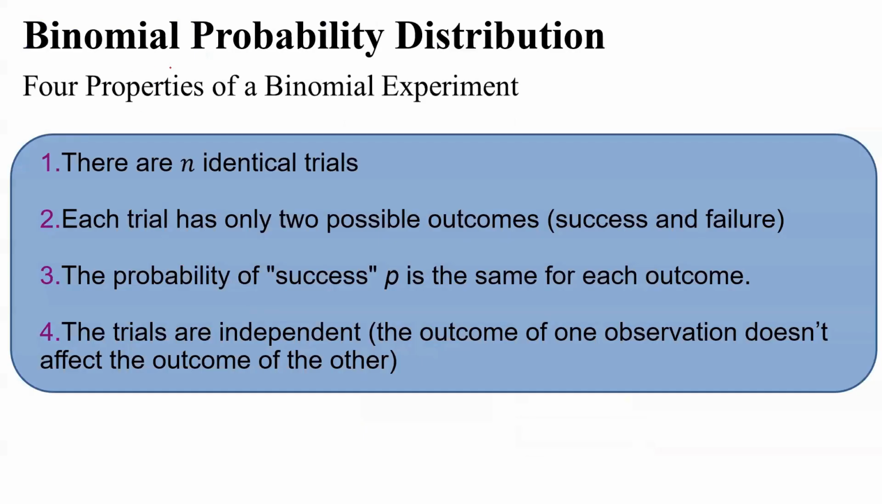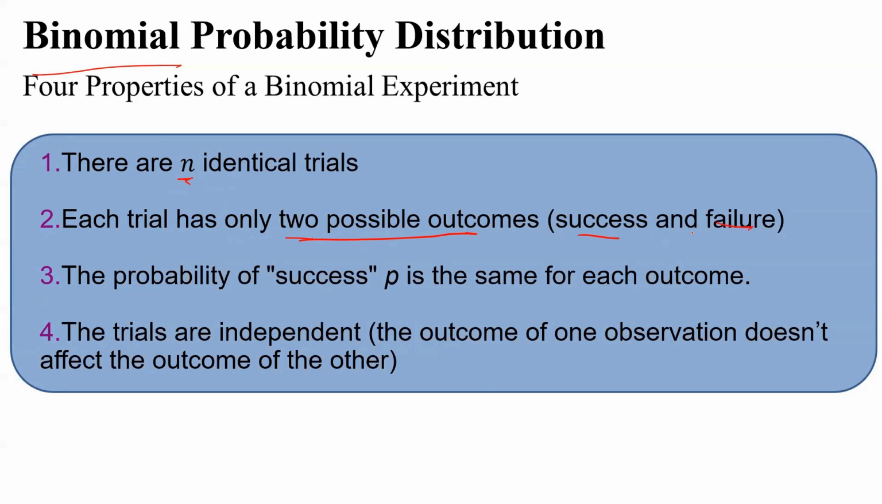Now, take a look at the binomial probability distribution. It's very simple. There is a unique way you need to identify whether the experiment represents the binomial or Poisson. First thing is n. The n is the number of identical trials. And each trial has two possible outcomes.